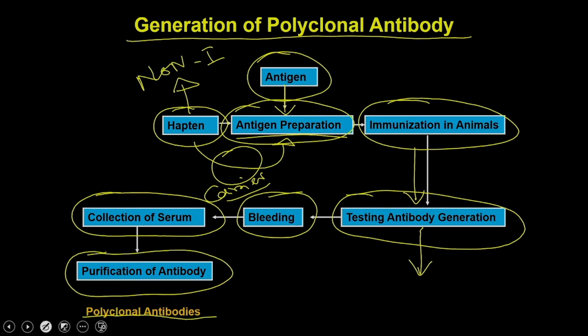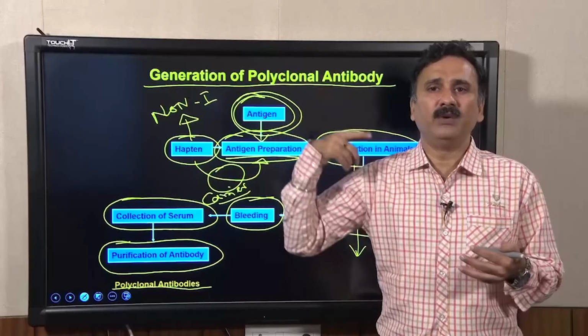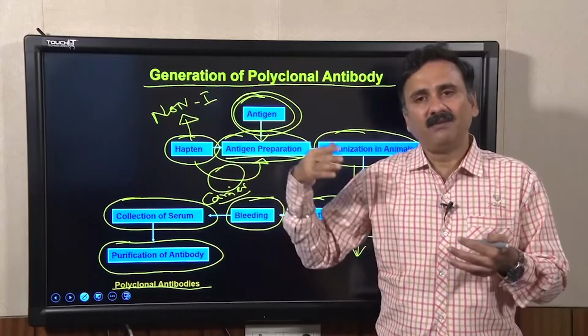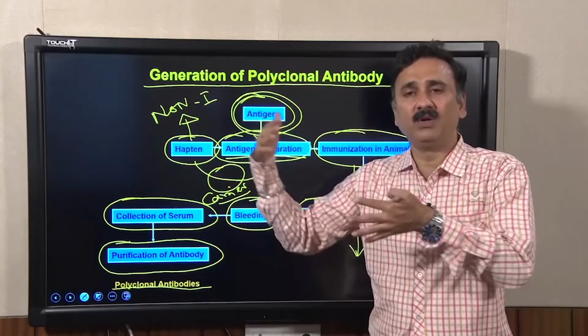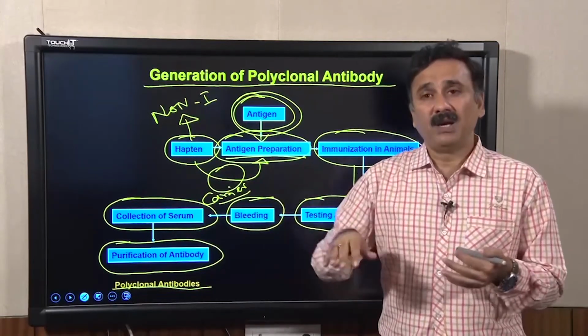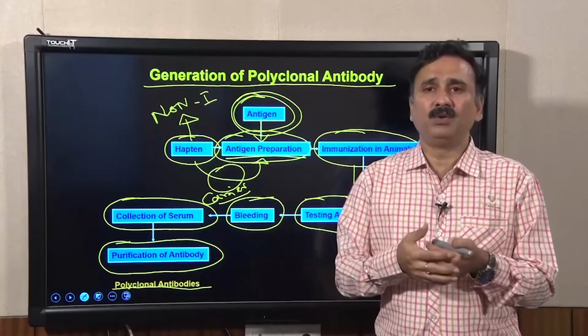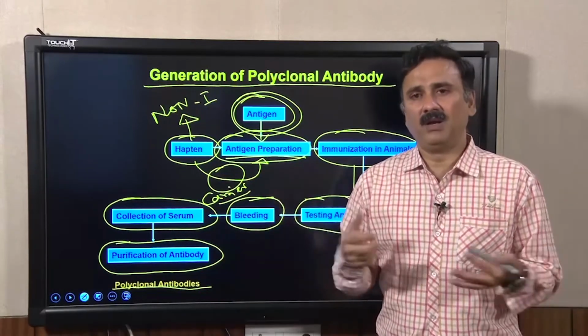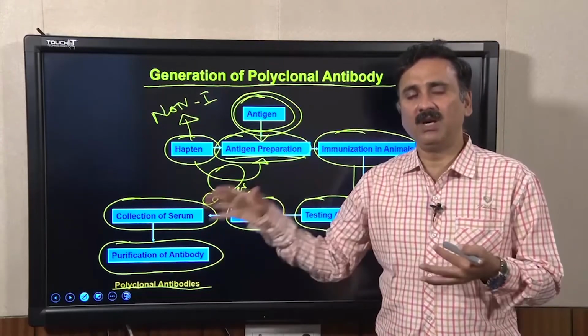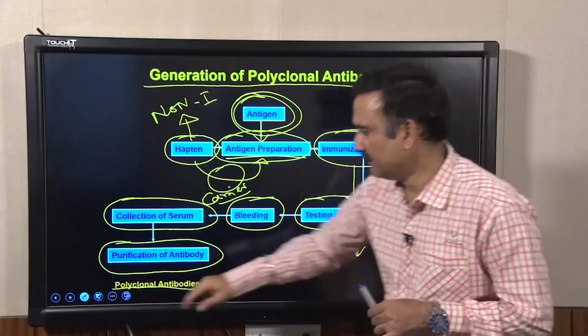As I explained in the previous slide, why is it polyclonal? Because the antigen is made up of multiple epitopes, and the multiple epitopes activate multiple B cells, and ultimately the multiple B cells are converted into multiple plasma cells. That is how you get antibodies from multiple clones, and that is how it is a polyclonal antibody.